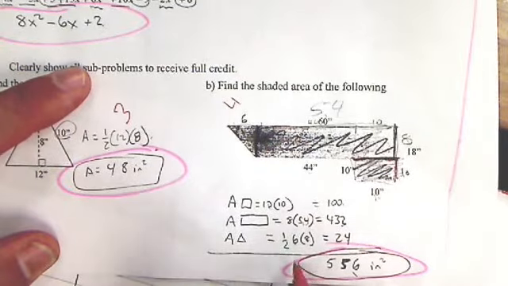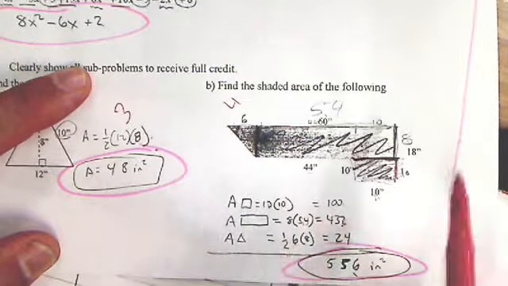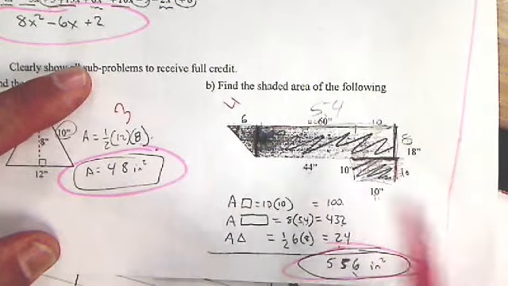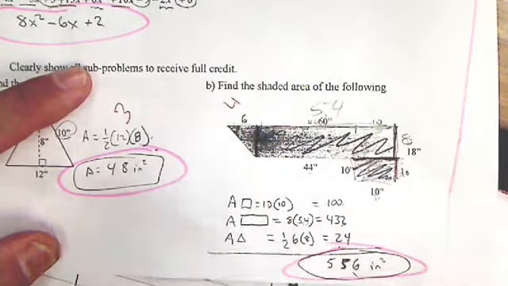And then it's just 8 times 6 divided by 2. Gives me that area. Add all 3 areas together, and there I have it.